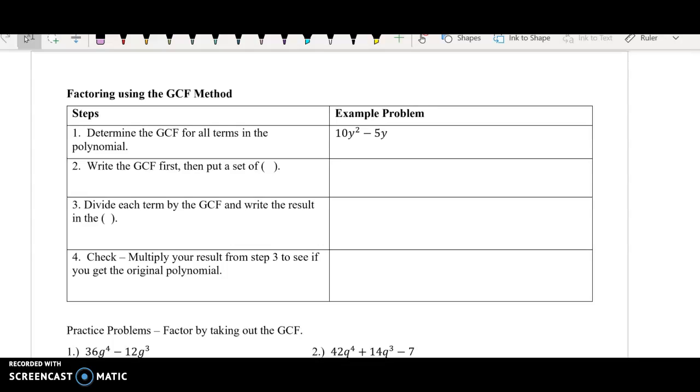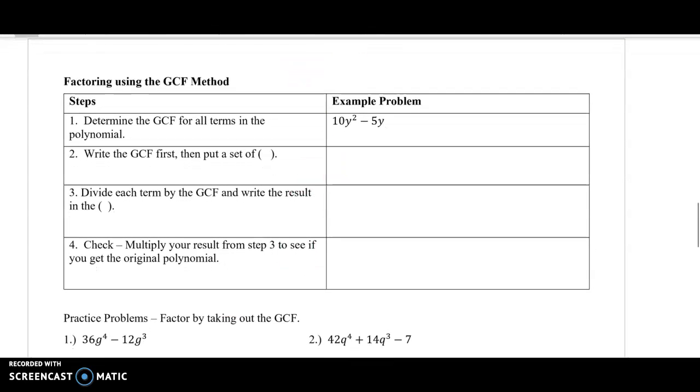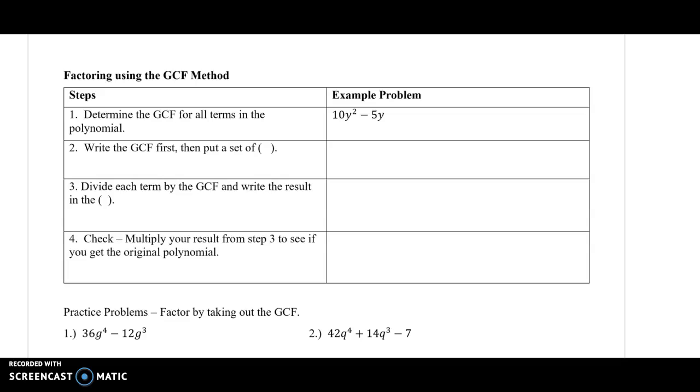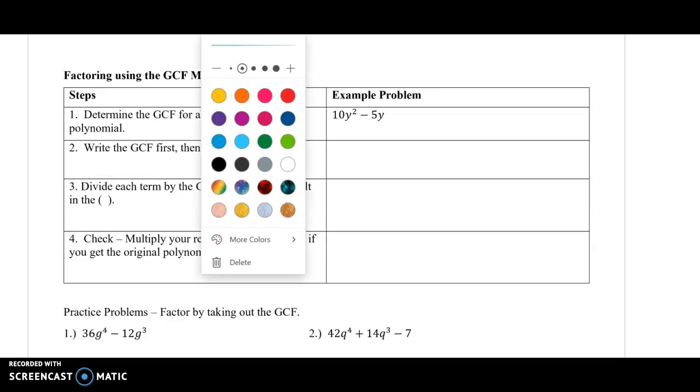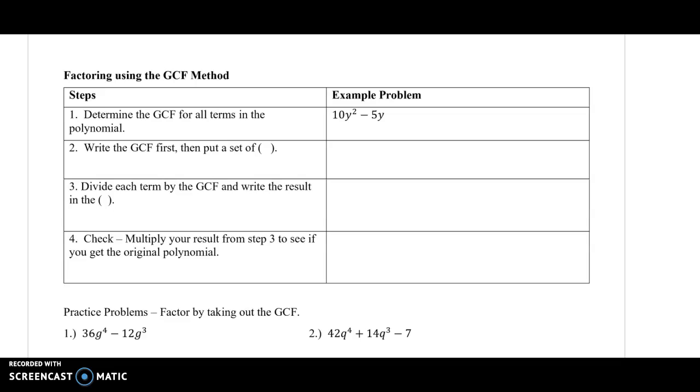So the first step is you determine the GCF for all terms of the polynomial. So that's something that we have already been doing, right? That should not necessarily be any new piece of information. So when we get started with that, we're going to look at 10y squared and we're going to look at 5y. What's the largest term that goes into both of those? Well, 10 and 5, the largest term that goes in is 5. Y squared and y, the most amount of y's in there is just one of them. So 5y is our GCF. That's the largest term that goes into that.